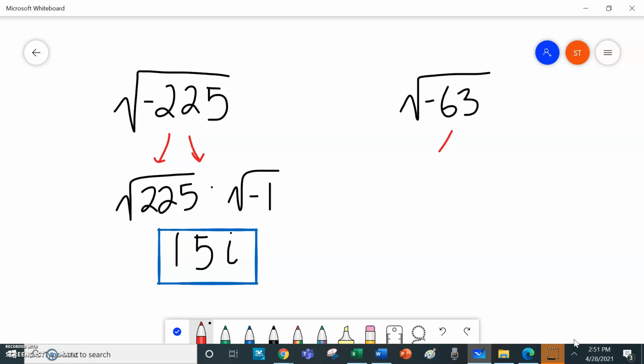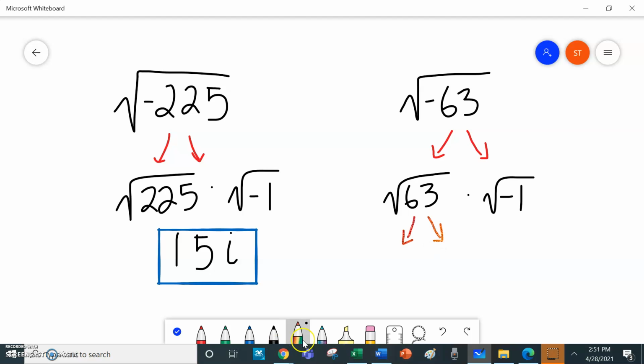So the first thing I want to do again is to split this up into the square root of positive 63 times the square root of negative 1. And then I want to start splitting up 63 to see, okay, what is it divisible by? So if I'm thinking about factors of 63, I know that 63 is equal to 7 times 9. So when I do that, I can't take the square root of 7, but I can take the square root of 9. And then I know I'm going to have i at the end here.